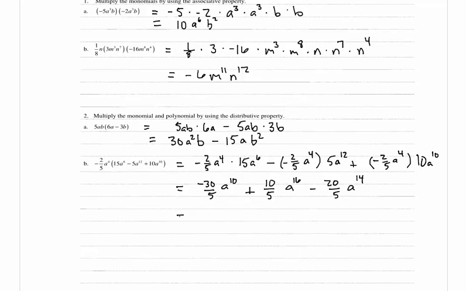So now we're going to simplify our fractions, and I'm also going to write this in descending order. So I have a to the 16th is my highest degree. So I have 10 divided by 5 is equal to 2. So we have 2a to the 16th. And then a to the 14th is our next highest degree. So we have 20 divided by 5 is equal to 4. So minus 4a to the 14th. And then we have 30 divided by 5 is equal to 6. So negative 6a to the 10th.